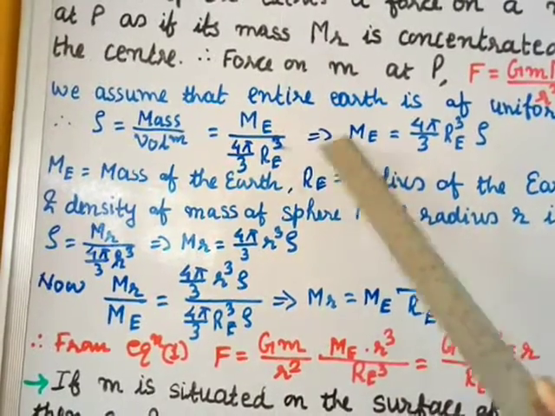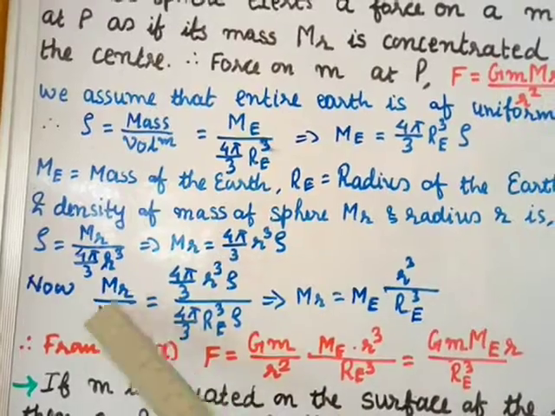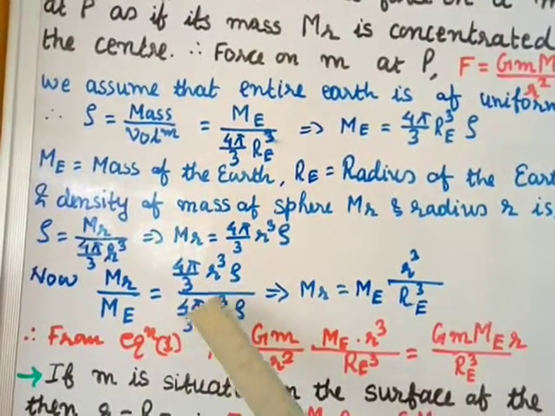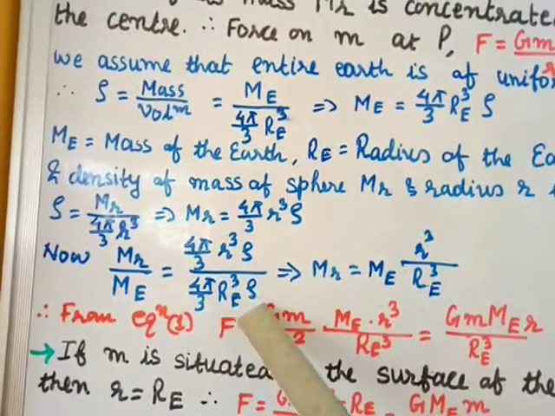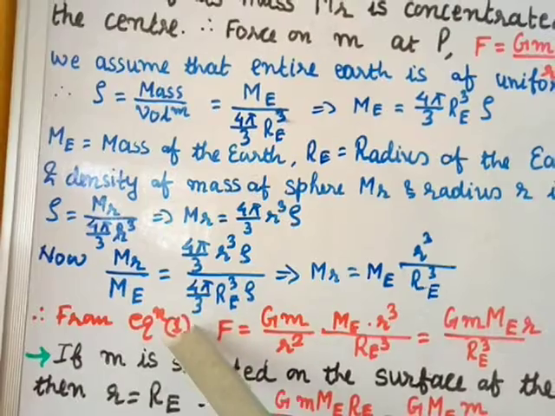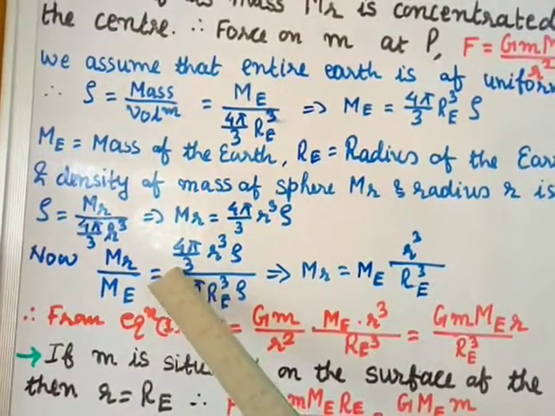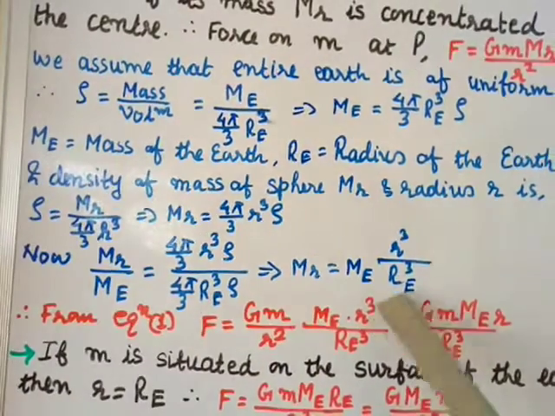I'll take the ratio of these two, this by this. So Mr divided by Me equals 4π/3 r cubed ρ divided by 4π/3 Re cubed ρ. ρ cancels, 4π/3 cancels, so what you get is Mr equal to Me, transferring it over here, so Me into r cubed, and the denominator is Re cubed.